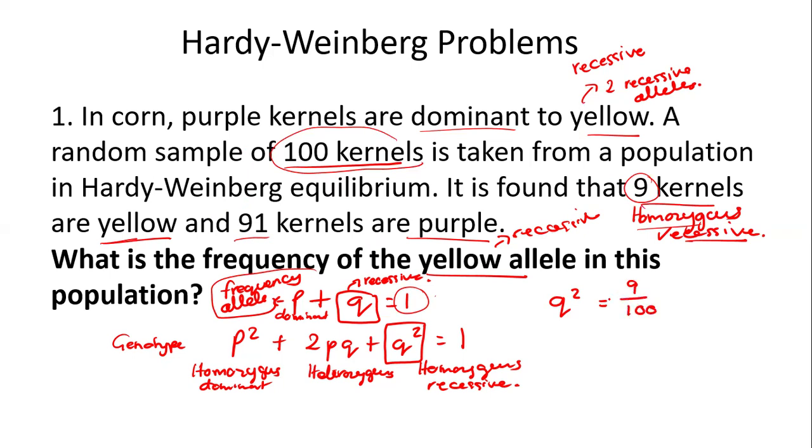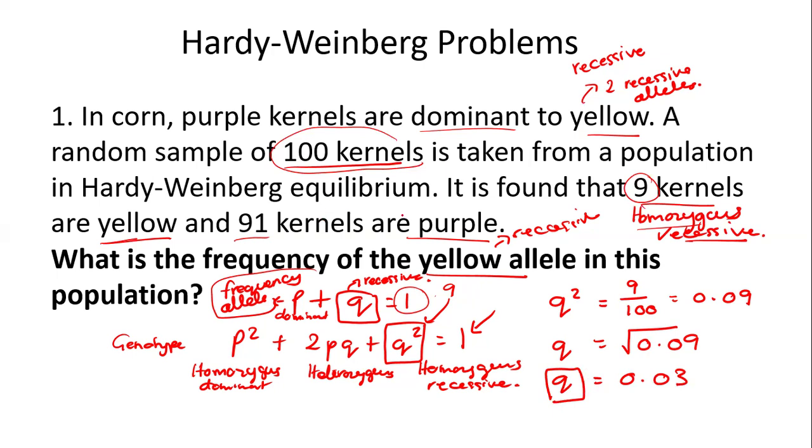And you can't just put 9 here, because if I put 9 into that equation, that's going to be more than 1 at the end, isn't it? So it has to be a proportion equaling up to 1. So 9 divided by 100 is equal to 0.09. Now, in order for me to get q, all I need to do is square root 0.09, and q would equal 0.3.